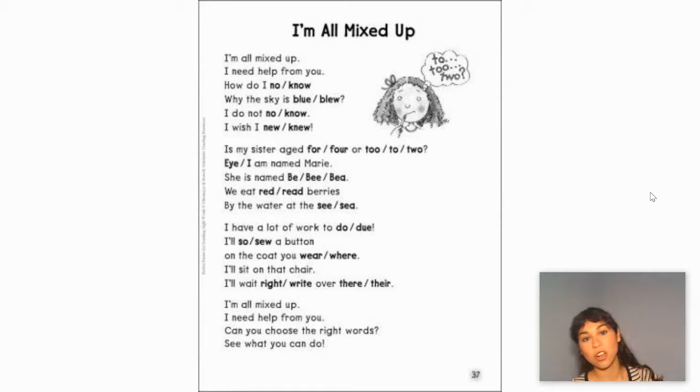Okay, this poem is called I'm All Mixed Up. I'm all mixed up. I need help from you. How do I know why the sky is blue? I do not know. I wish I knew. Is my sister age 4 or 2? I am named Marie. She is named B. We eat red berries by the water at the sea. I have a lot of work to do.